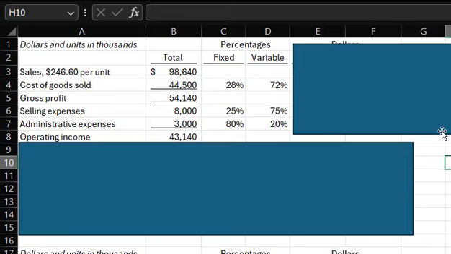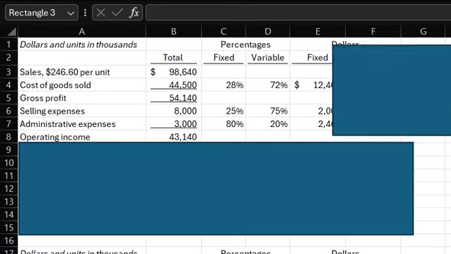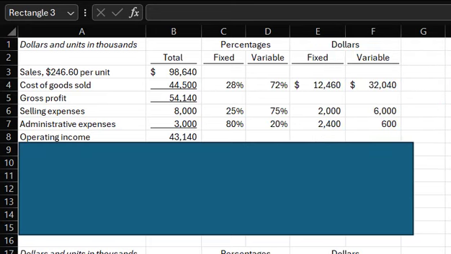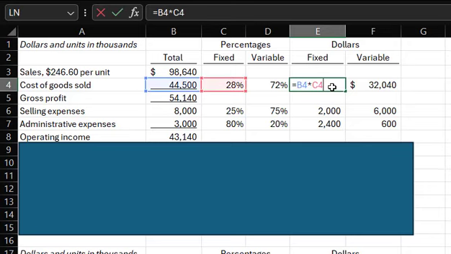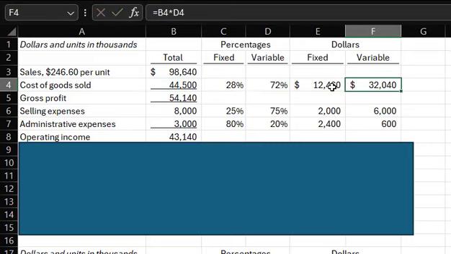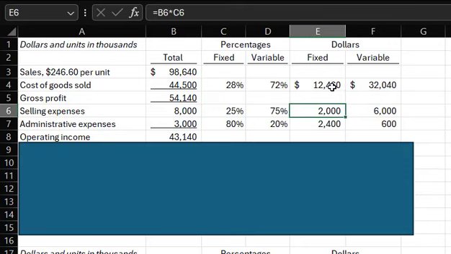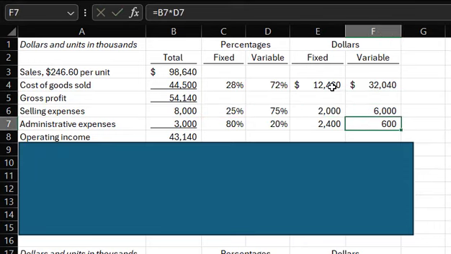So once we know those splits, we can just calculate what the total dollars are, fixed and variable. All I'm doing is taking the total cost times the fixed percentage to get the fixed amount here. And then I'm taking the total cost times the variable percentage. And I'm doing the same thing for the selling expenses and administrative expenses. Okay? So you can see the math involved here.